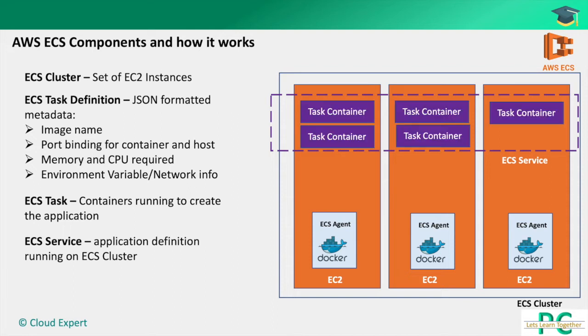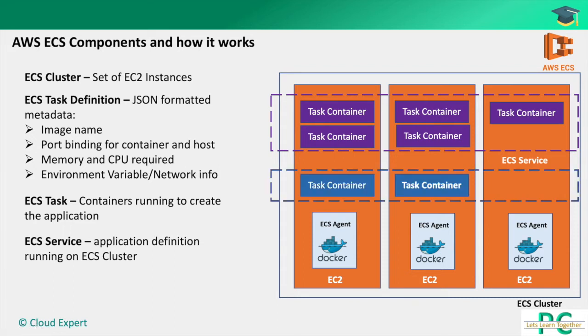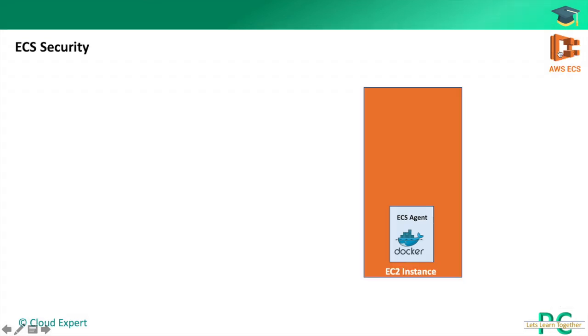In this example, let's say this is a different type of task I am running in this ECS service. At the same time, I can run another set of ECS task containers on the same ECS cluster. Next is the ECS IAM role. Now, for this container to work properly, it requires privilege. Now let's see how we can grant privilege to the ECS cluster.